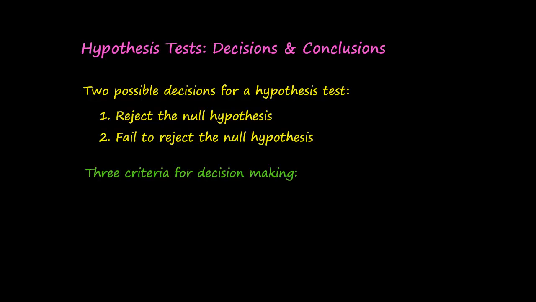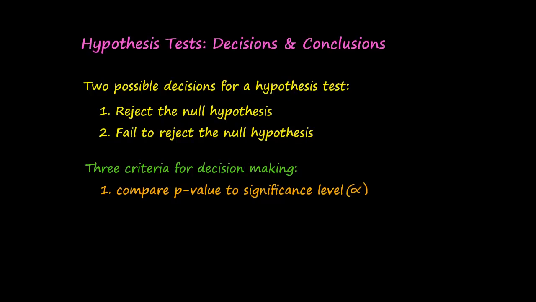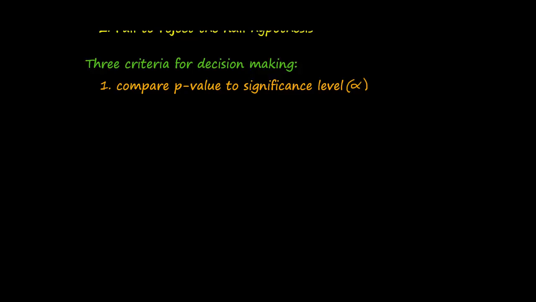The three criteria we use for our decision making, we've talked about these. Compare the p-value to the significance level alpha. If p is low, H0 must go. If p is high, H0 will fly. So in other words, if the p-value is lower than the significance level alpha, we reject the null hypothesis. If the p-value is greater than the significance level alpha, we fail to reject the null hypothesis.